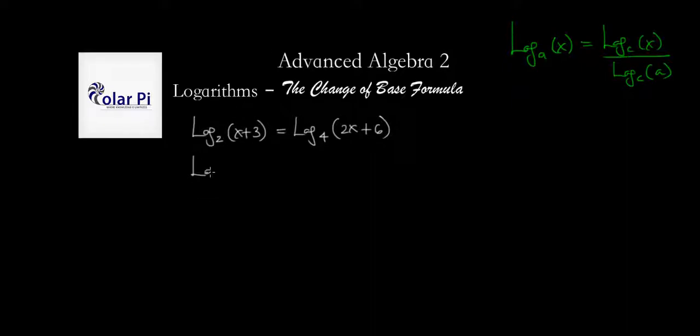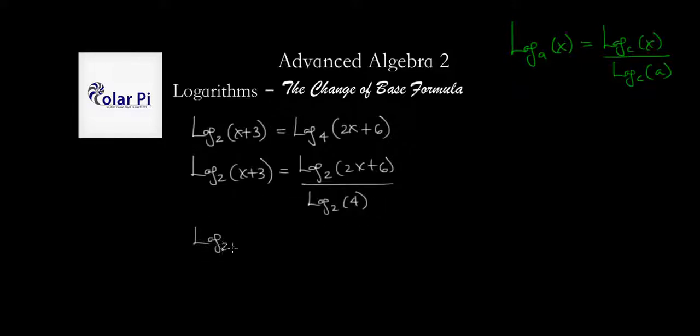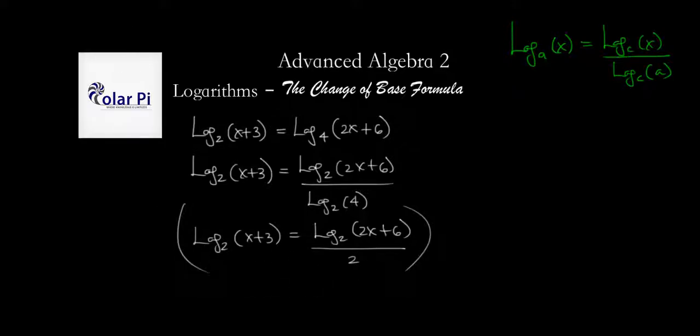Okay, so we go log base 2 of x plus 3 equals, and then it's log base 2 of 2x plus 6 divided by log base 2 of 4. Right? Okay, and this would say log base 2 of x plus 3 is equal to log base 2 of 2x plus 6 divided by, and this is clearly 2, right? Okay, cool. And then next, I'm going to multiply by 2 on both sides of this equation to get rid of that denominator.